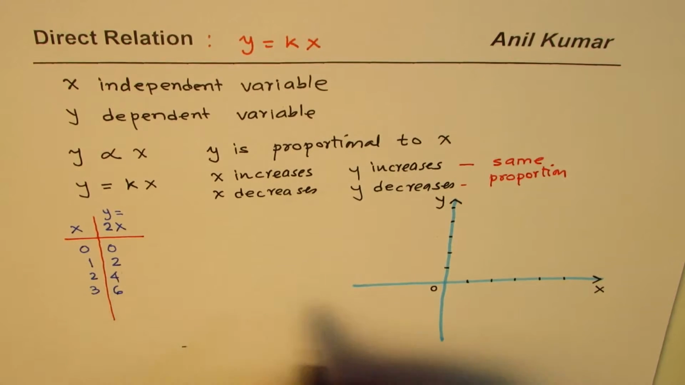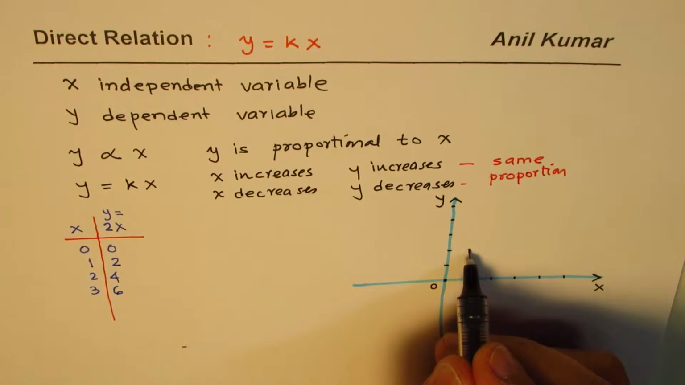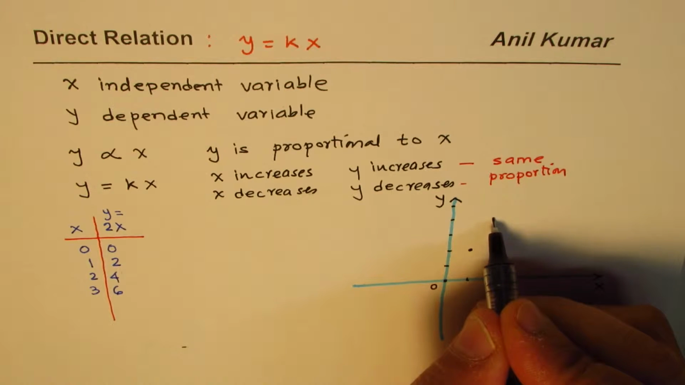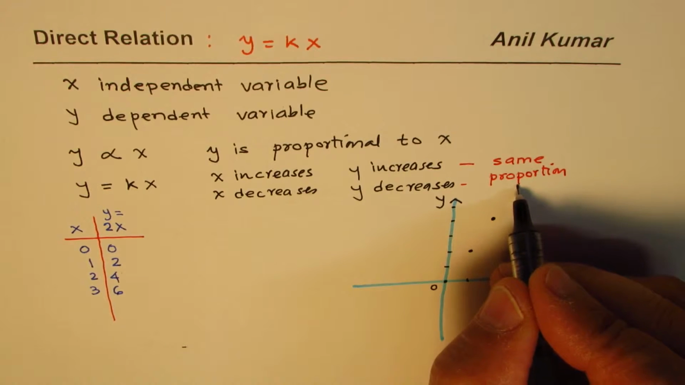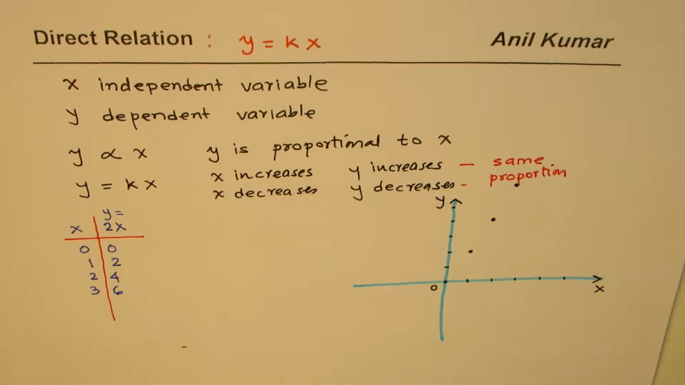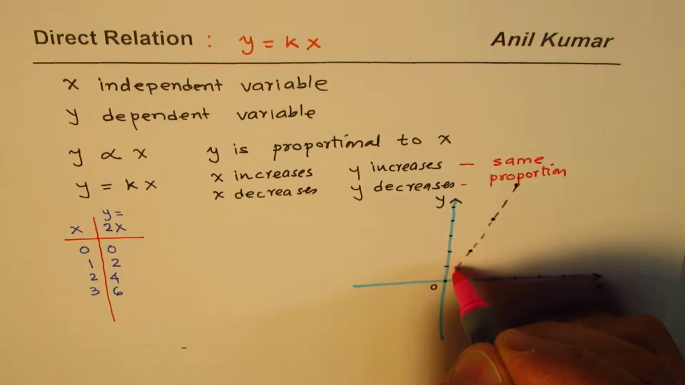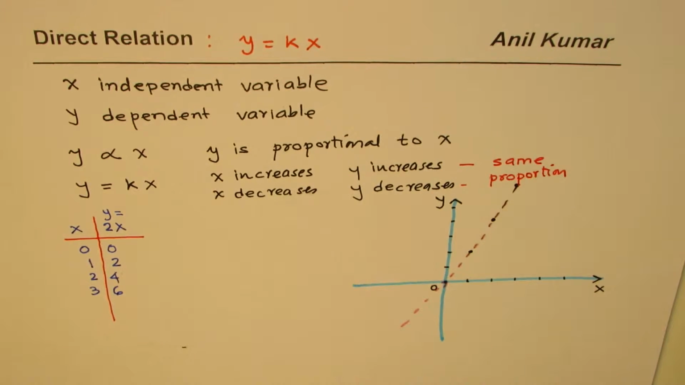So let's plot these points. So first one is 0, 0. The second one is 1, 2. So we get a point here. And then we have 2, 4, kind of here. And then we have 3, 6. So let me just mark it, right? You'll find that these points lie in a straight line. So if I join them, which I'm doing with the dotted line now, they all lie in a straight line, right? So this relation is indeed a linear relation.